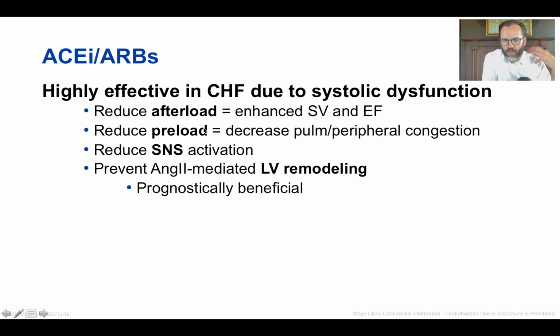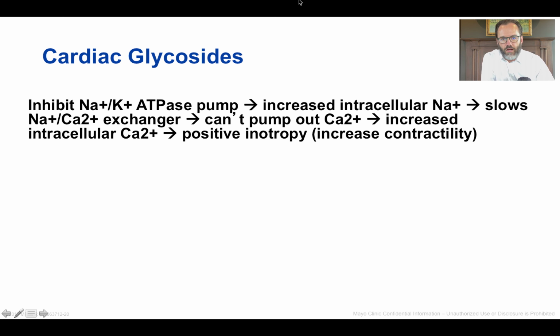So angiotensin II can have effects on the brainstem to augment a lot of this afferent input into the brain and ultimately augment sympathetic outflow. And they can prevent direct angiotensin II-mediated left ventricular remodeling. And so they're, of course, tremendously beneficial with regards to outcomes in these patients.